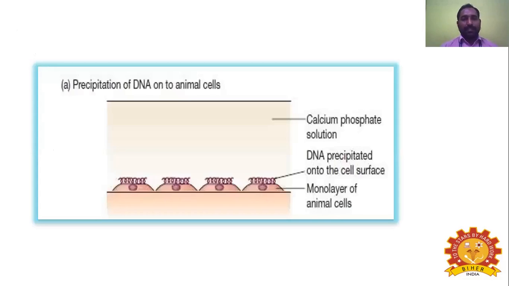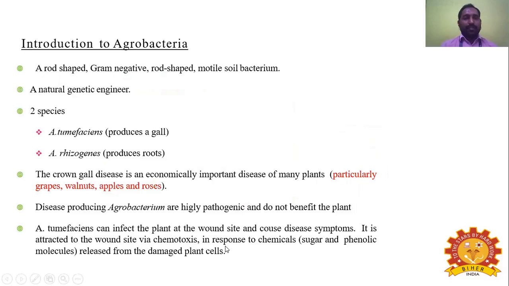And if you see the picture here, the precipitation of DNA onto the animal cells, here we have the calcium phosphate solution, and the DNA which is precipitated on the cell surface. At the bottom you will have the monolayer of cells. Here these are the monolayers, and these are the DNA precipitates on the cell membrane. So this is the last of the biological gene transfer methods.